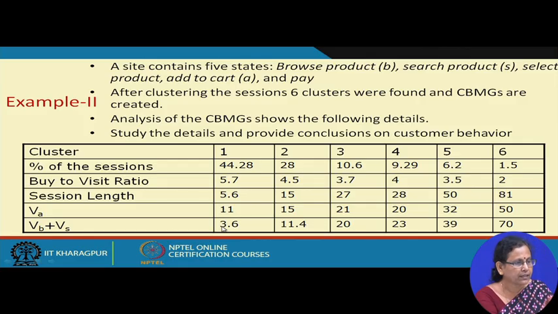Then what is VB? Here browsing and product search are very low, because they know where the product is and they come straight in and buy. Here VB plus VS, which is browsing and searching the product, is too high. These are a very inexperienced group of people within your site.